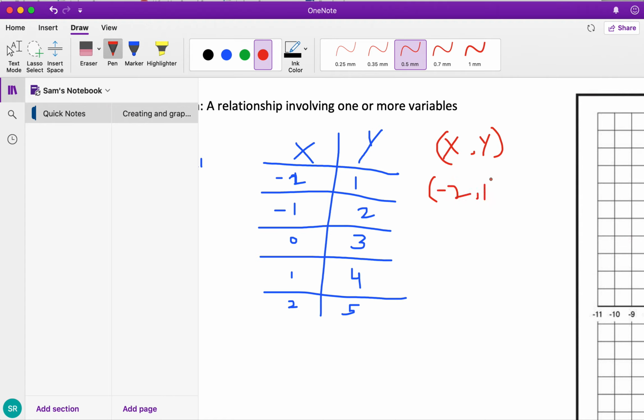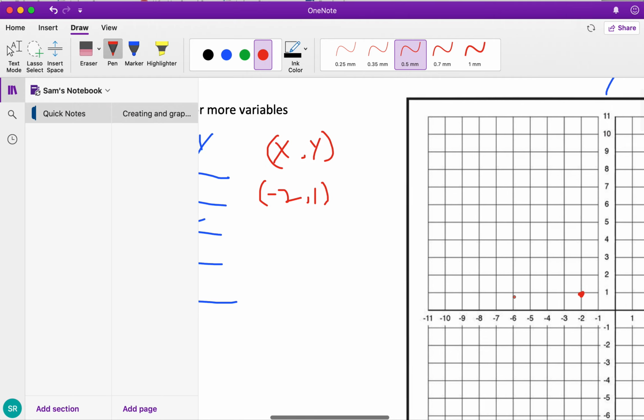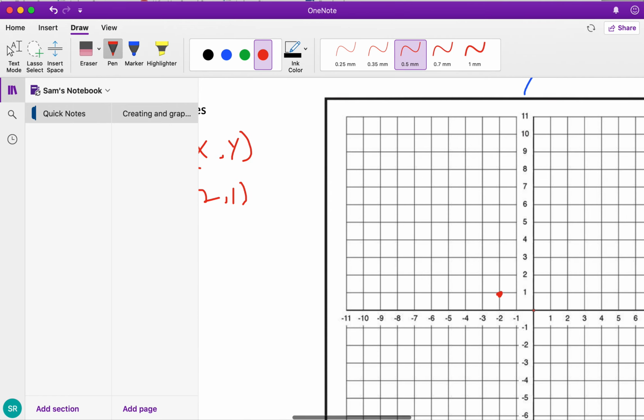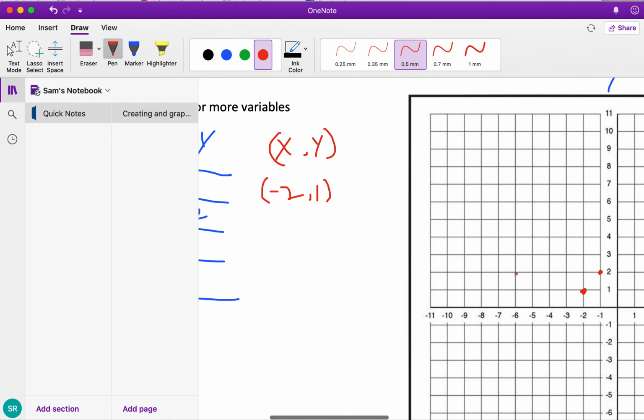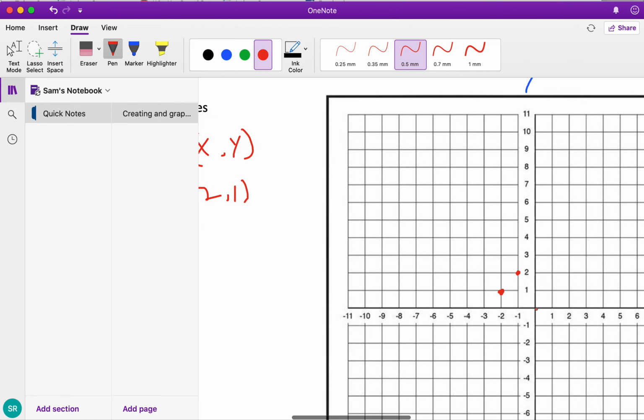What that means is we're going to go -2 on the x-axis, so 1, 2, and +1 on the y-axis, which would put our first point right over here. Next, for an x value of -1, we have a y value of 2. So let's go back here, -1 horizontally, +2 vertically, for our y value of 2. Then we do the same thing for 0, 3: we're not moving at all in our x direction, but we're moving 3 up in the y direction, and so on and so forth. Then you can start to see this pattern happening, which is going to be our line.